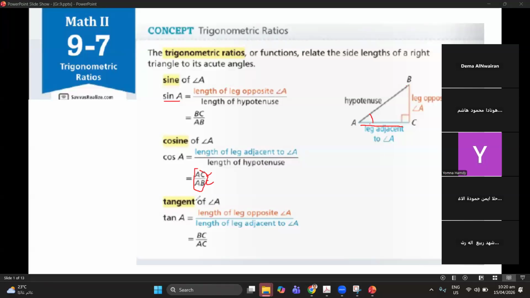And the last one here is the tangent. The tangent, in general, its formula is sine over cosine. So if you divide opposite over hypotenuse by adjacent over hypotenuse, as I told you yesterday, the hypotenuses will be cancelled. So that's why the tan is opposite over adjacent. So remember now, for tan A, its opposite is BC and its adjacent is AC. This was what we took yesterday.